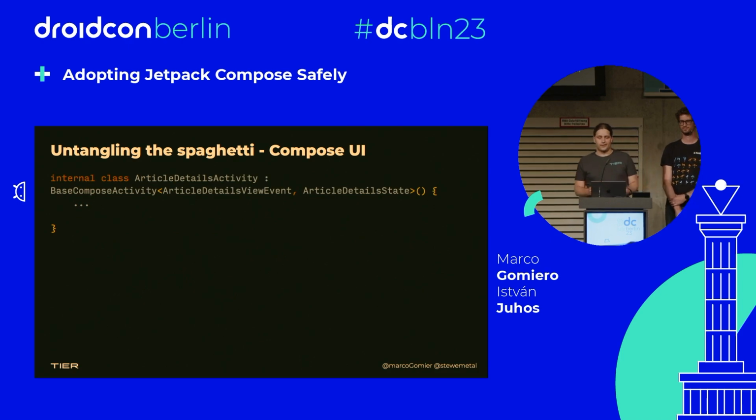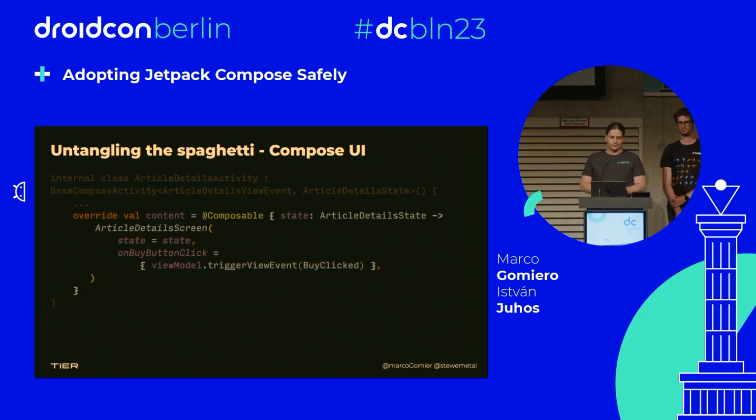And for an exact example, let's see how article details activity was implemented this way. We set the content. That composable composes the whole screen, the article details screen composable. State is received. State is set. And there's a hoisted on-button click callback. And then there we can just call the view model of the activity, call trigger view event when a click event happens, for example, and the rest is handled by compose.